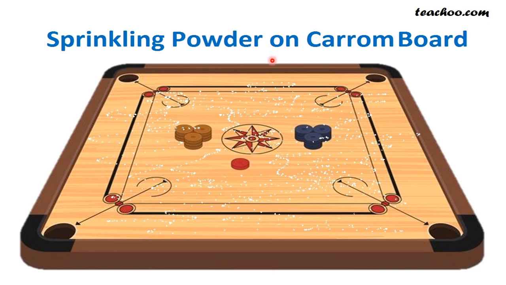You can see talcum powder on this carrom board. When you apply some talcum powder, this carrom board disc will move easily. This talcum powder is reducing the friction between this carrom board and the surface of the disc.